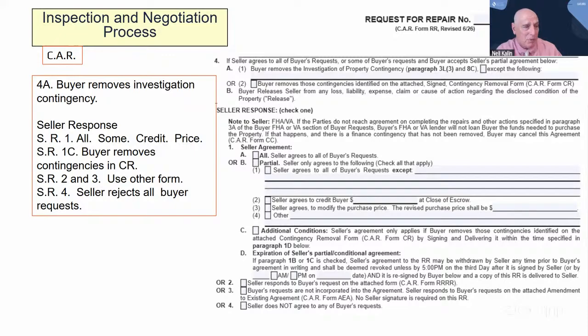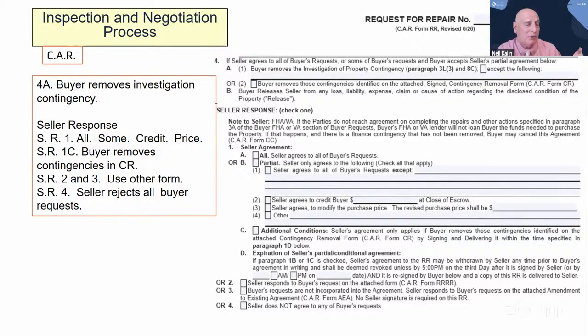But the seller can respond. The seller can respond on that same form that the buyer used to make requests. The seller could say, I agree to everything that you asked for, buyer. I agree to some of what you asked for. Maybe I agree to a price reduction instead of doing repairs, or a credit instead of doing repairs. The seller has the ability to respond.